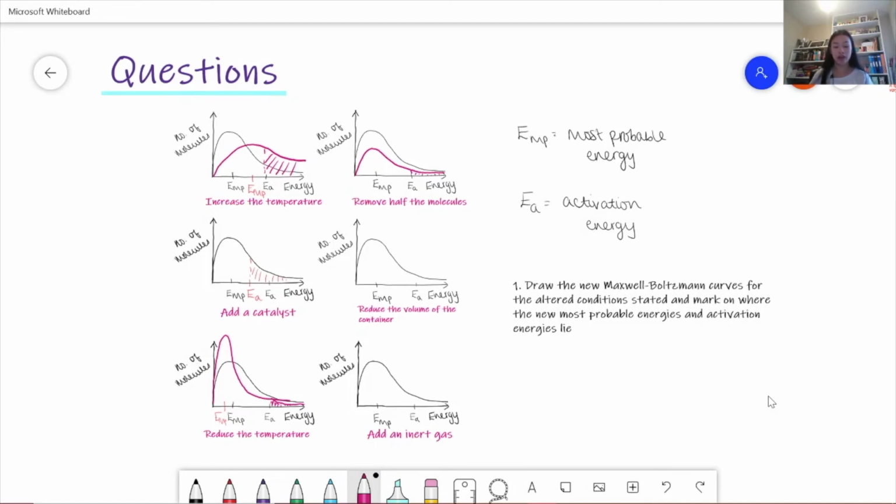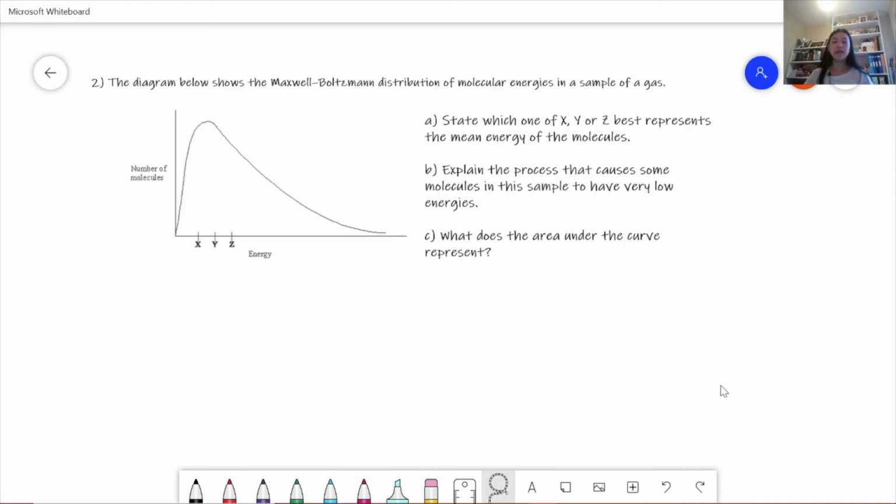And then lastly, for number 6, if we add an inert gas, that means a gas that doesn't react with any of the reactants, then everything stays the same because nothing's changing about it. We're not giving the particles more energy, we're not increasing the number of molecules. So the number of particles with that activation energy is just the same. And so nothing changes.